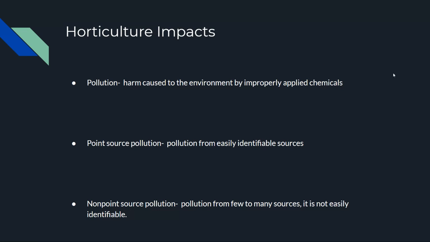All right, so impacts of horticulture, and we're going to focus on some topics that can happen if the right type of practices are not implemented. Number one is pollution. So this is harm caused to the environment by improperly applied chemicals. Point source pollution is pollution from an easily identifiable source. And non-point source pollution is pollution from many sources, and it is not easily identifiable.